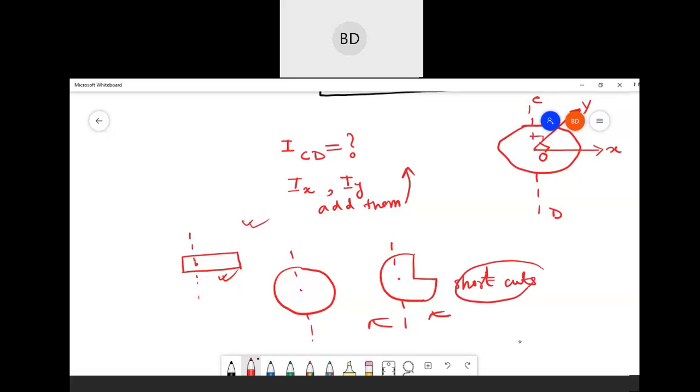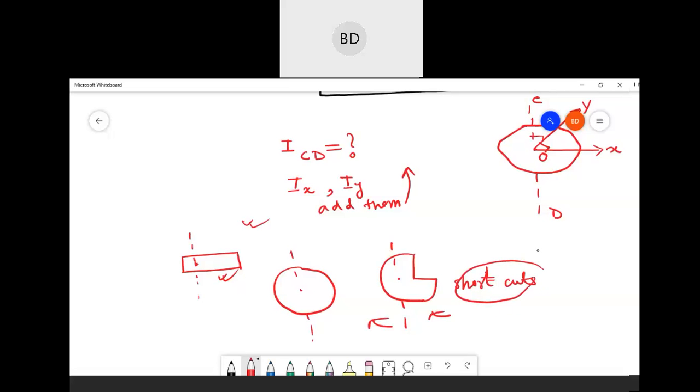Fine. So in competitive exams, normally they will give you any kind of shape and ask you to find the moment of inertia. Then you have to go for either the perpendicular axis theorem or the parallel axis theorem, depending upon the problem. So from that point of view, it is important.